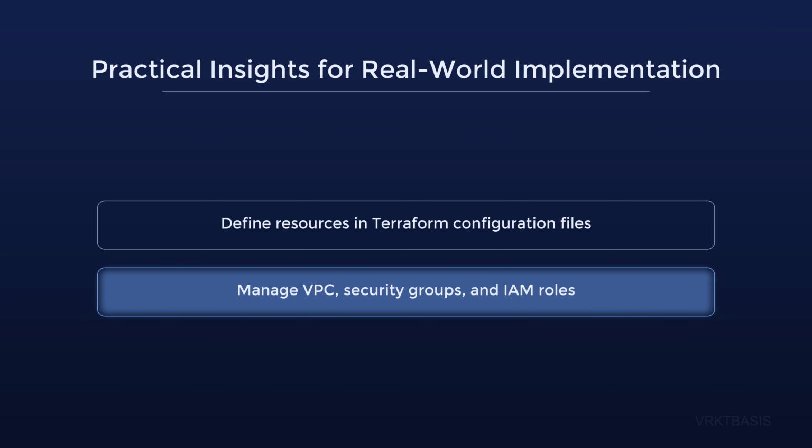Now, you define your resources. But the real power comes in managing these core cloud components. With Terraform, you can provision your entire virtual network, the VPC, then lock it down with security groups, and finally, define precise access permissions through IAM roles. It's about creating a secure, well-architected foundation for your data platform, all from code.